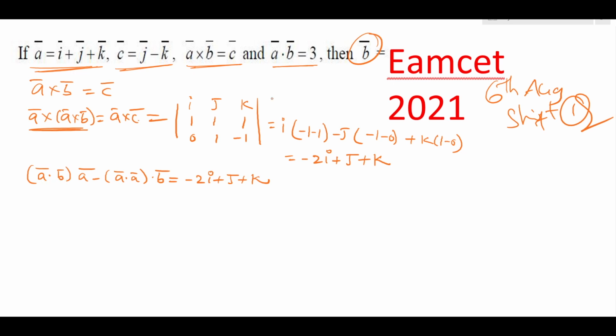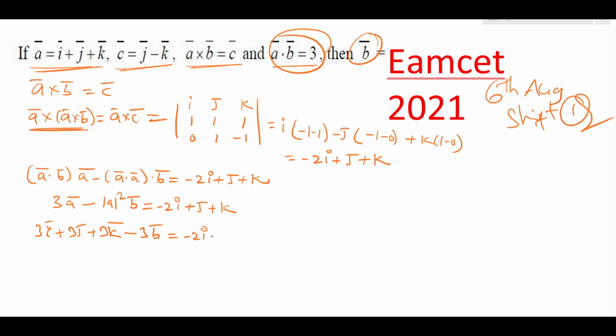Given a bar dot b bar, in the problem a bar dot b bar is given, that is 3a bar minus a bar dot a bar, this is mod a square into b bar, that is equal to minus 2i plus j plus k. 3a bar, that means multiplying a bar with 3, that is 3i bar plus 3j bar plus 3k bar minus mod a square into b bar, that is equal to minus 2i plus j plus k.